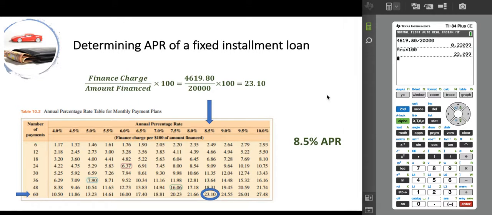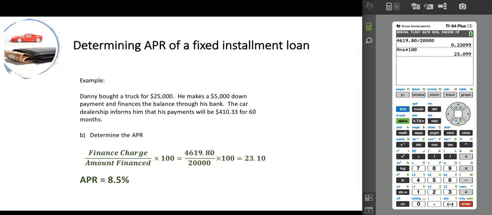Okay, another question. Danny bought a truck for $25,000. He makes a $5,000 down payment. Oops, sorry, this is just repeating this. And he financed the balance through his bank. So this is just showing you the answer that the APR is 8.5% interest. Sorry, I was thinking ahead.